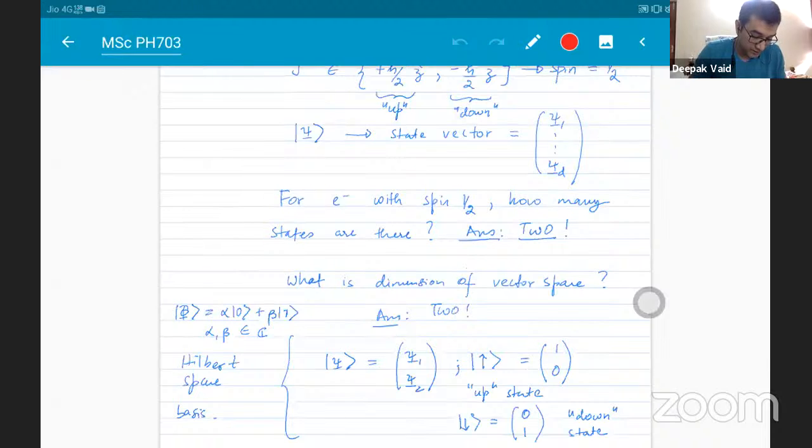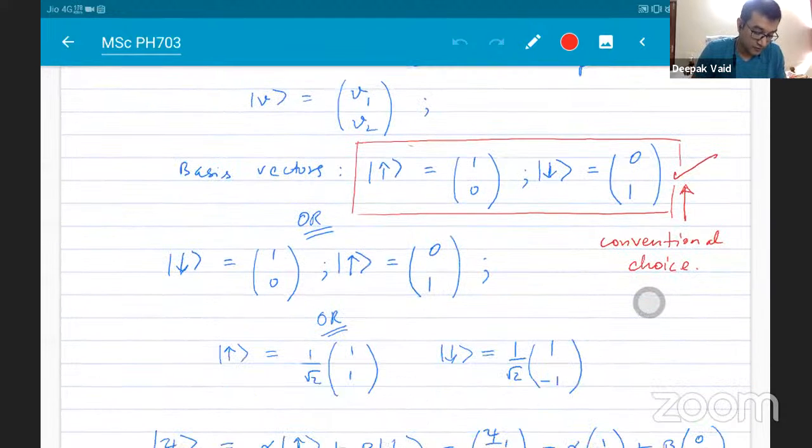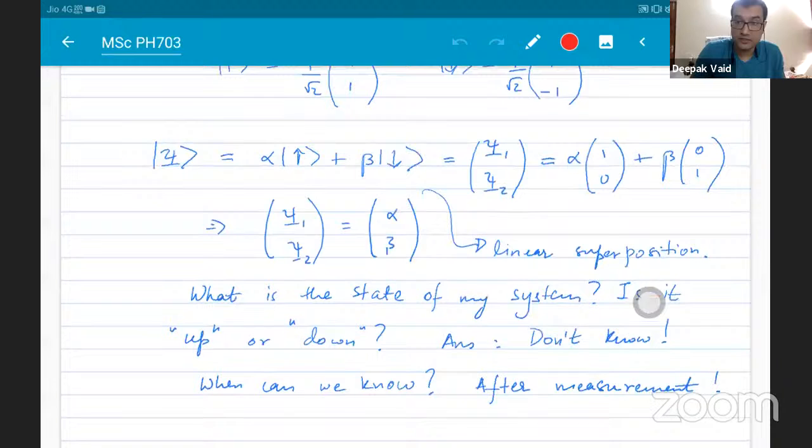So we associate the state of an electron with a 2-dimensional vector space, a 2-dimensional Hilbert space. We refer to those 2 states as our up state and our down state. If you want, we can also call them the 0 state and the 1 state, or anything you want. It doesn't matter. The point is it's a 2-dimensional vector space. That's the only thing that really matters.